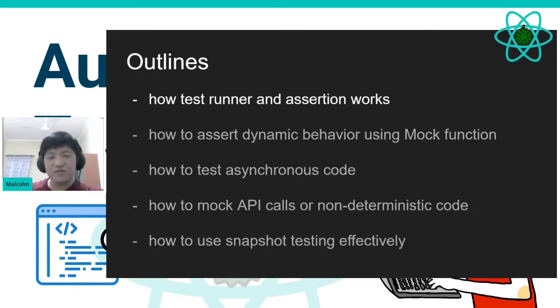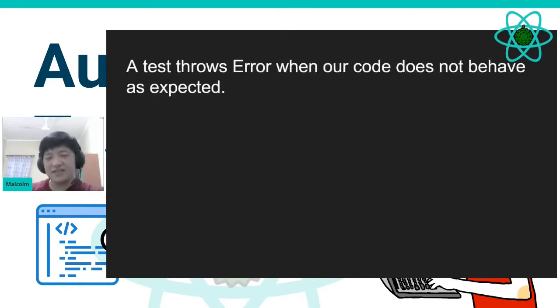But when you try to write automated tests, what does it mean? How can I write code that is able to test another code? The definition is actually very simple. A test is something that throws an error when our code does not behave as expected. When we talk about automated tests, it is as simple as this.